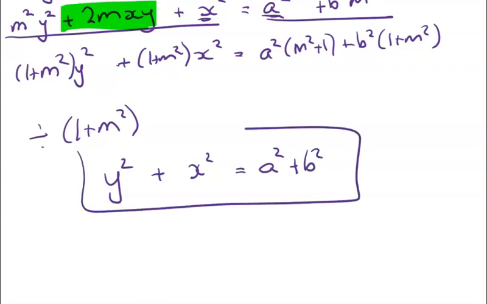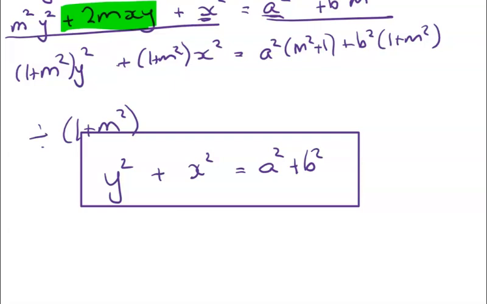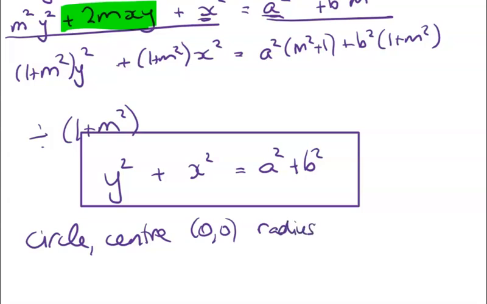Right, so now we have really clearly got the equation of a circle, and the center is the origin as expected, and the radius is the square root of a squared plus b squared. So there you go, a really cool conics question.